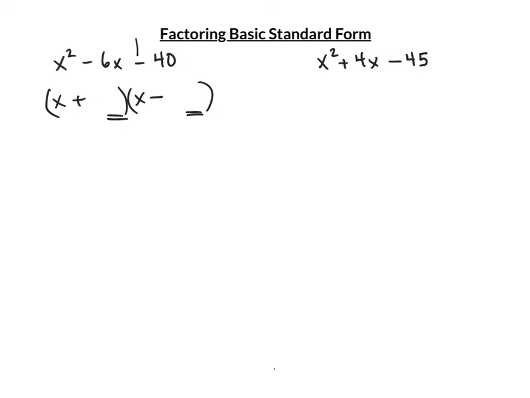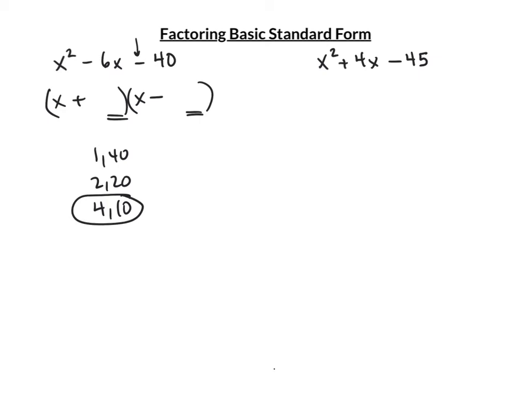Now, I mentioned this before. It's actually easier to think, because one will be positive and one will be negative, can you think of factors of 40 that subtract to 6? Well, 1 and 40, 2 and 20, 4 and 10. Oh, there it is, 4 and 10.